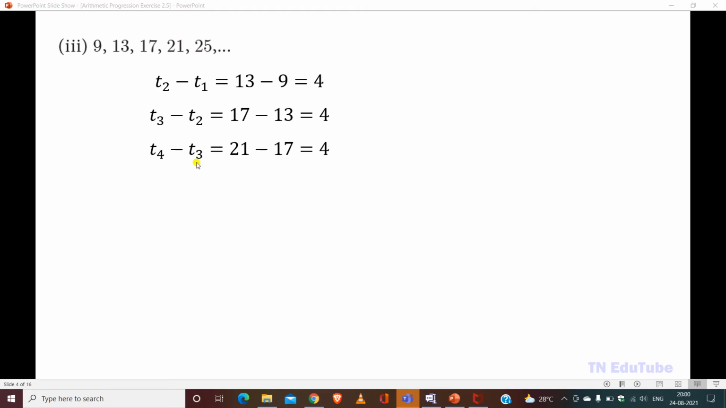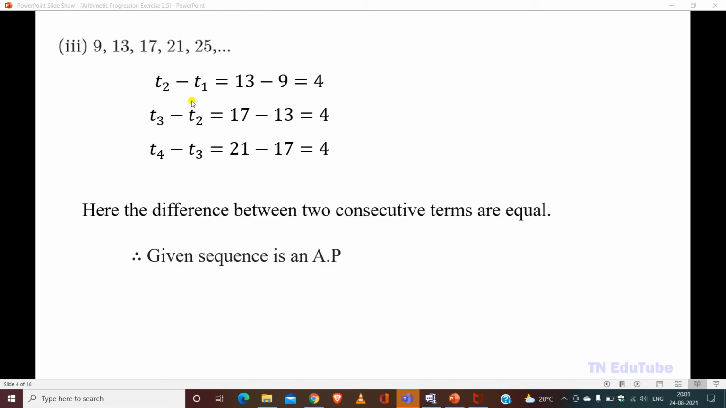Then the third question: 9, 13, 17, 21 and 25, etc. 5 terms are there: T1, T2, T3, T4 and T5. First you find T2 minus T1, that is 13 minus 9, you get 4. T3 minus T2, 17 minus 13, you get 4. T4 minus T3, 21 minus 17, you get 4. T5, again you get 4. Here the difference between two consecutive terms is equal. Therefore, the given sequence is an AP.